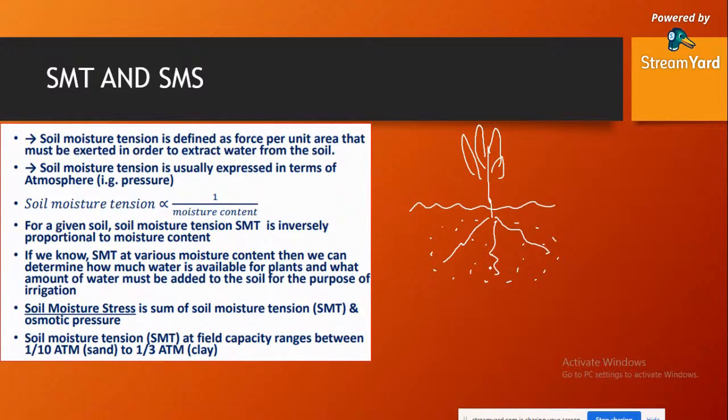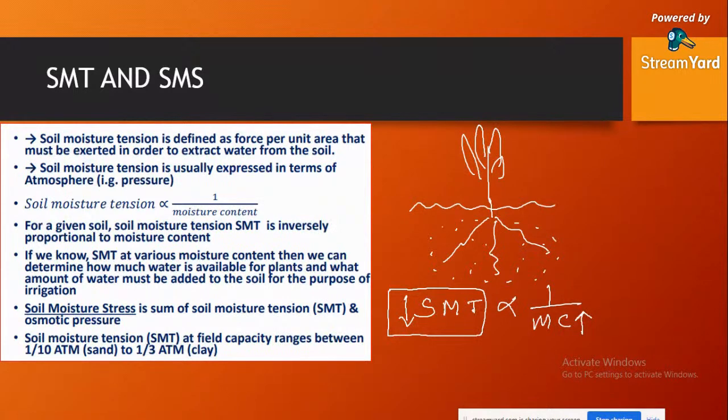This is called soil moisture tension. Soil moisture stress is inversely proportional to the moisture content. So if the moisture content is more, definitely the soil moisture tension will be less. Soil moisture tension is the force per unit area exerted by the plant root to extract the moisture from the soil.